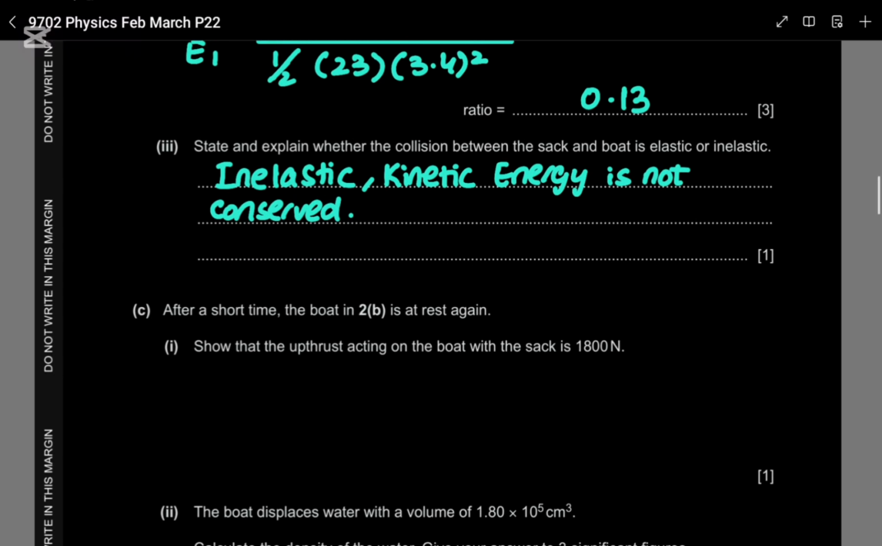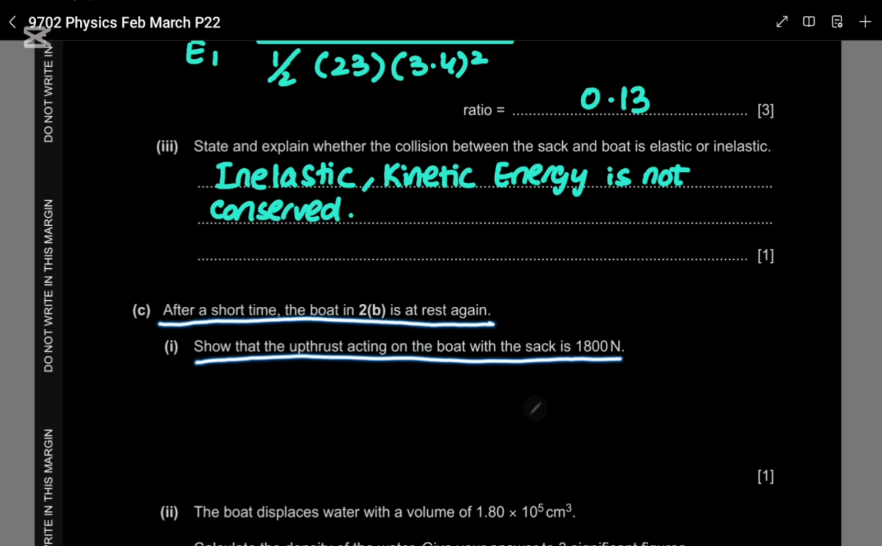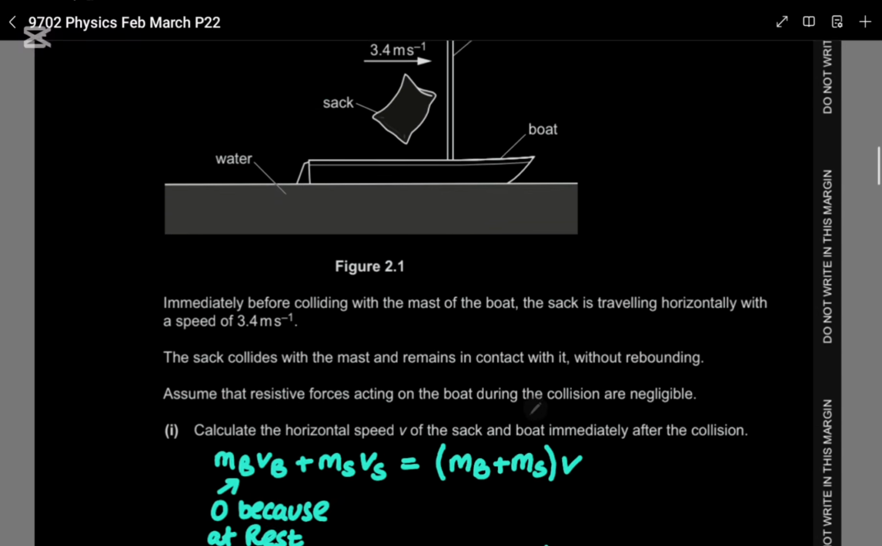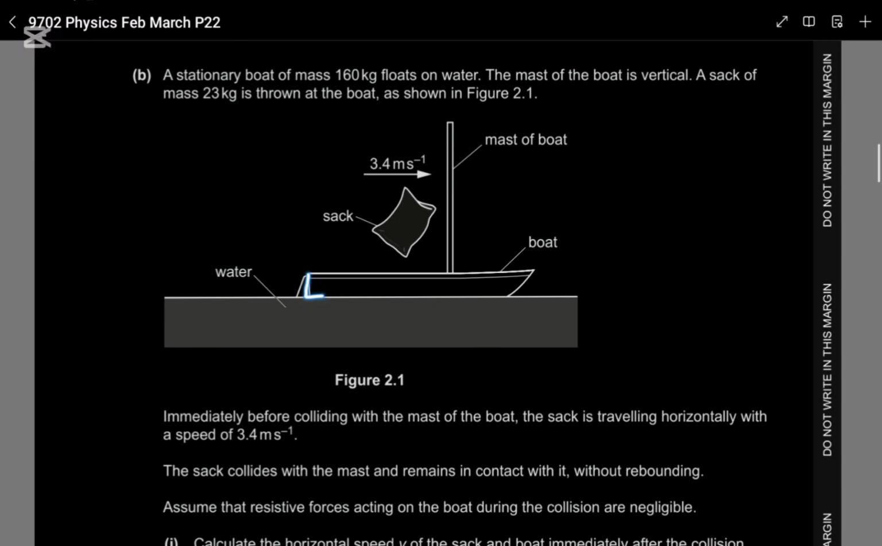Now part C says that after a short time the boat in question 2b is at rest again. Show that the upthrust acting on the boat with the sac is 1800 newtons. Alright. Now if you notice, let's go back. This boat over here is at equilibrium again. It's at rest.